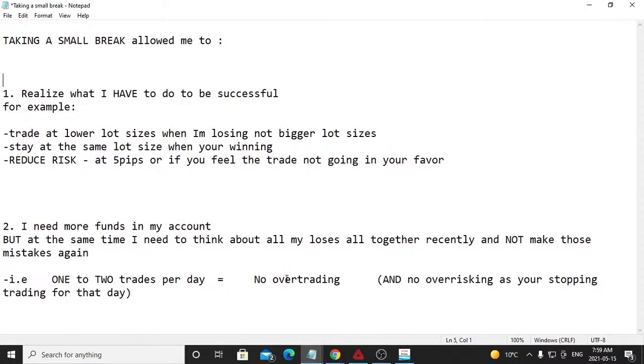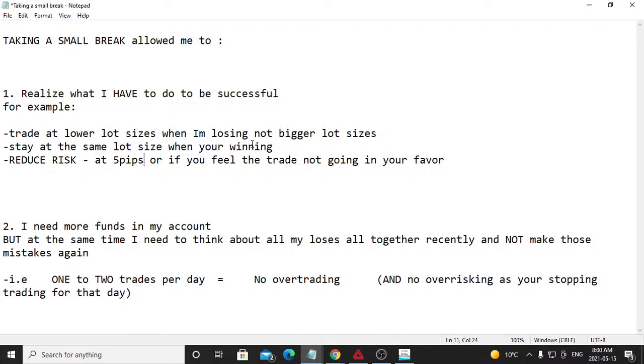But before we do so, I actually just wanted to show this slide here, which would be in terms of taking a small break. Taking a small break has allowed me to realize what I have to do to be successful. For example, trade at lower lot sizes when I'm losing, not bigger lot sizes. I think what this promotes is the ability to go back to fundamentals. Maybe I was losing because of over risking and overconfidence. As opposed to trading small lot size, like 5 cents, I might have been increasing it to like 8 cents. Let's say hypothetically. So stay at the same lot size when you're winning.